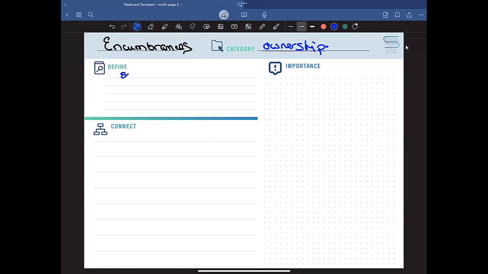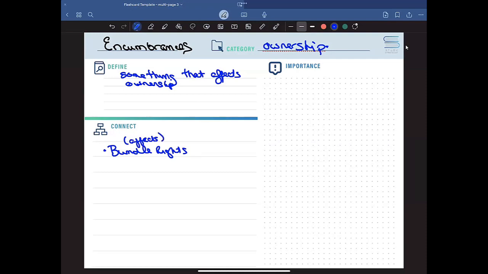And you're gonna say something that affects ownership. This reminds me of the bundle of rights, because if it affects ownership, it affects the bundle of rights, right? And we know that's deep sea. We're not going to get into it right now.